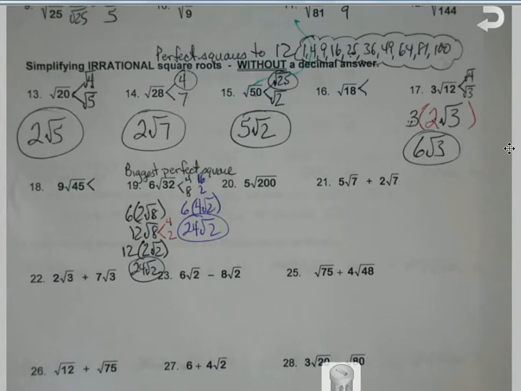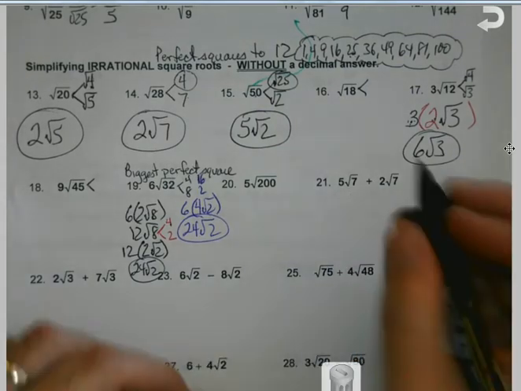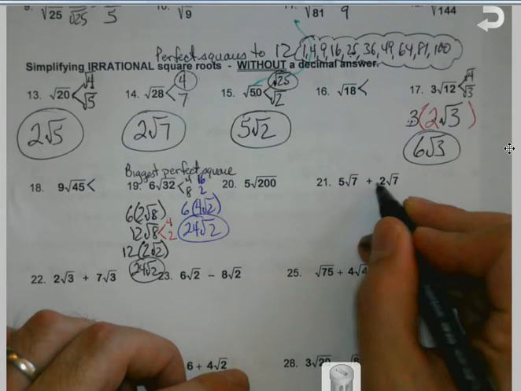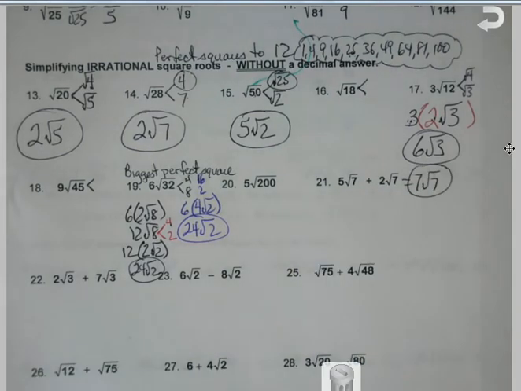You're like, ooh, we're even going to have to add and subtract these suckers? Yep. Treat your radicals just like they're a variable. So if you had 5x plus 2x, you'd write 7x. Same thing here. 5 square root of 7 plus 2 square root of 7 is 7 square root of 7. Don't mess with what's inside the radical. Treat it like it's a variable, like a like term that you're working with. Same thing on 23.